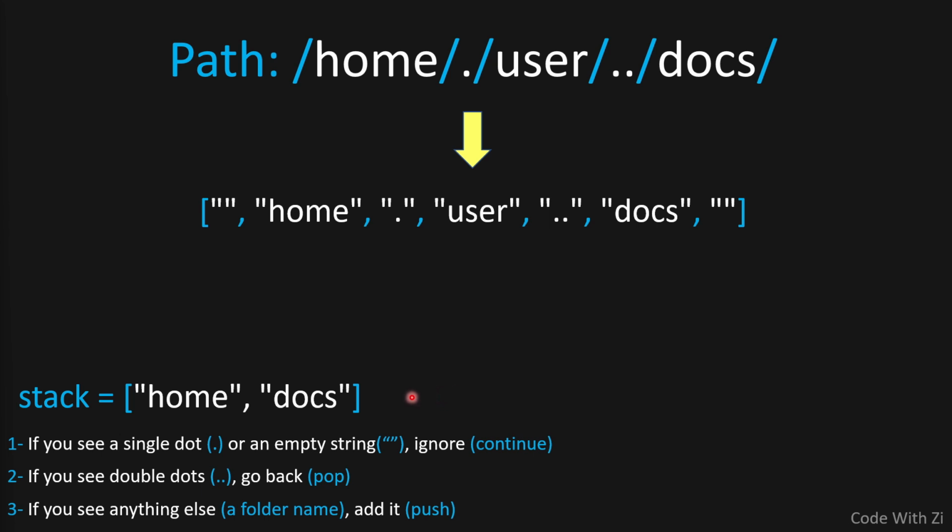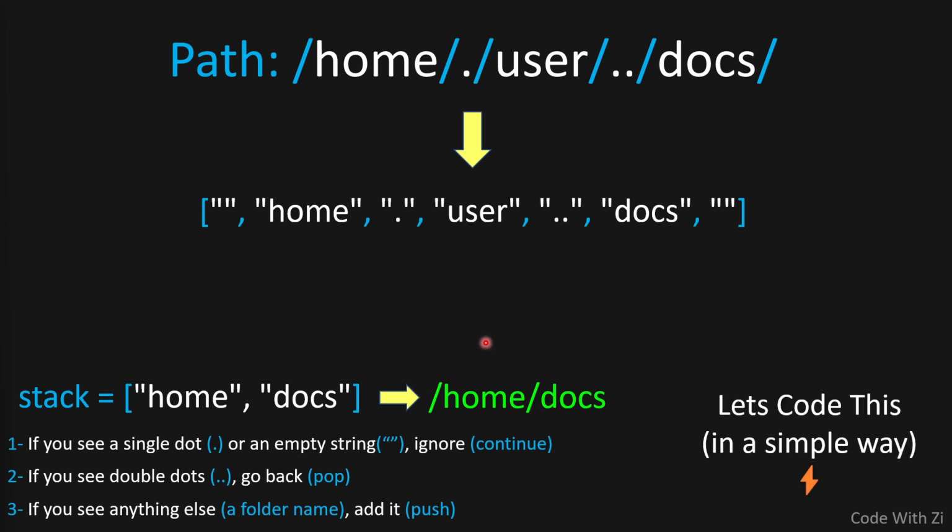And then when we're done, we're just going to get our stack and join it with a slash. And that's going to put a slash between any element that we have inside of our stack. But remember that we need to have a slash in the beginning as well. So we're just going to add one slash in the beginning. And if we do this, slash plus stack dot join slash, that's going to give us our answer. That's going to be slash home slash docs. And this is going to be our answer.